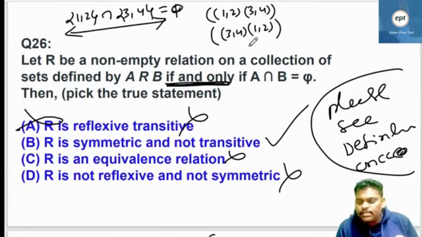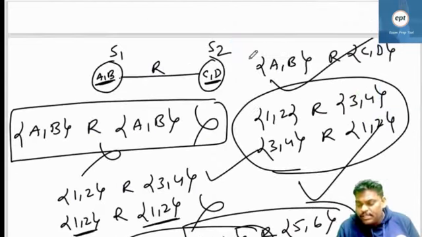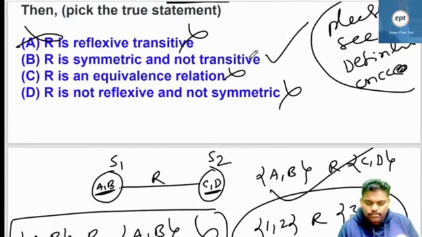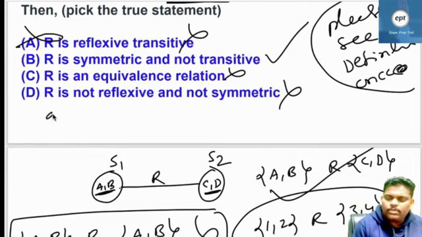Every pair should be there. See this one: if the intersection is phi between two sets, it should be there in the relation. Now, can you help me with one small line?